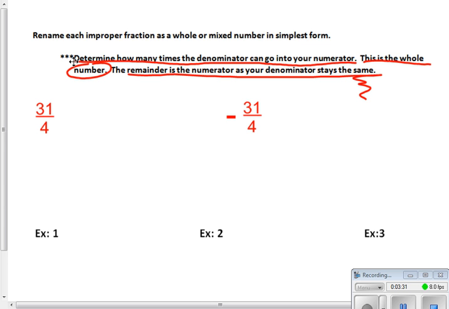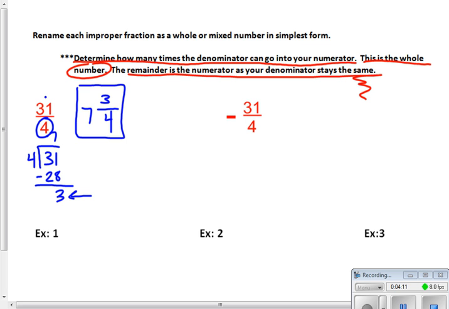So on our first example, we have 31/4. We want to figure out how many times 4 goes into 31. You could set it up like a division problem, bringing back 3rd, 4th grade here. How many times does 4 go into 31 evenly? Well, that would be 7. 4 times 7 is 28. Subtract them, we get a remainder of 3. So your whole number is 7 because 4 can go into 31 7 times. The remainder is your numerator, and your denominator stays the same, so 7 3/4.